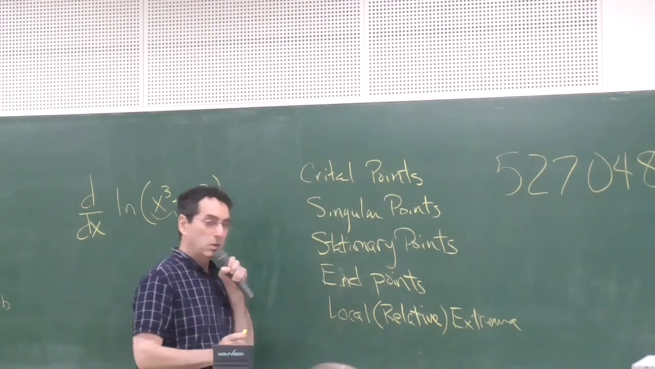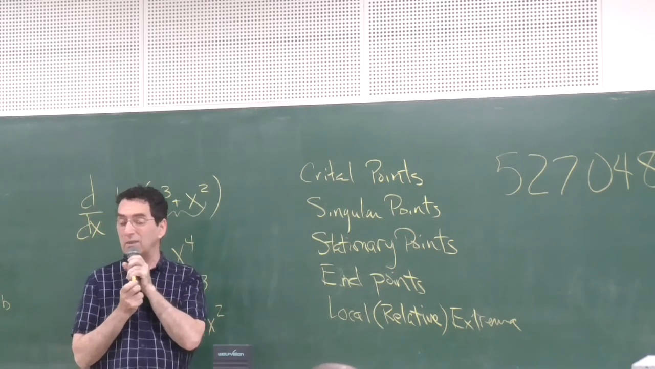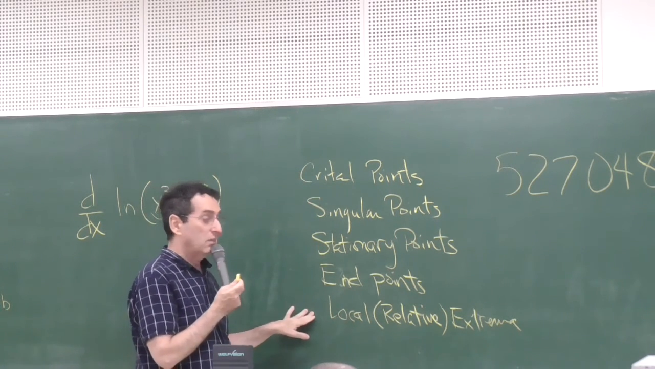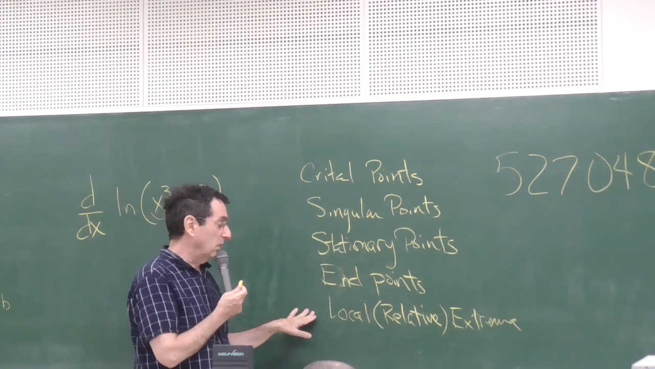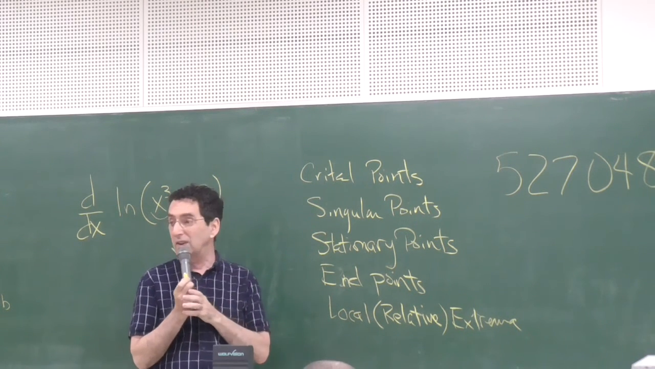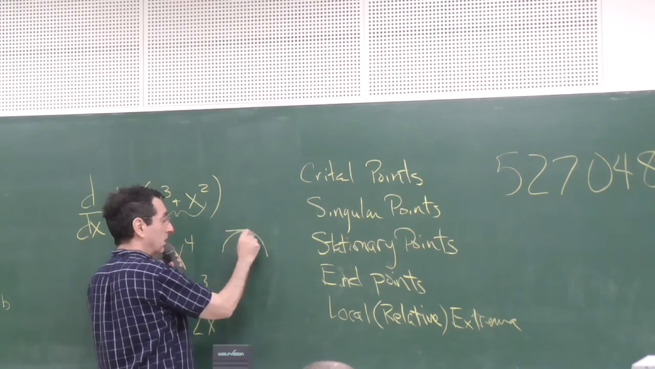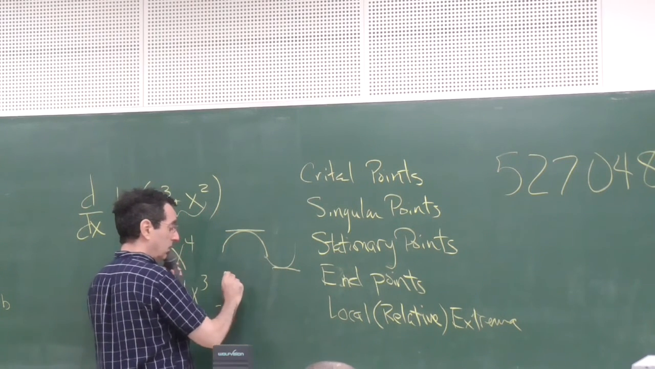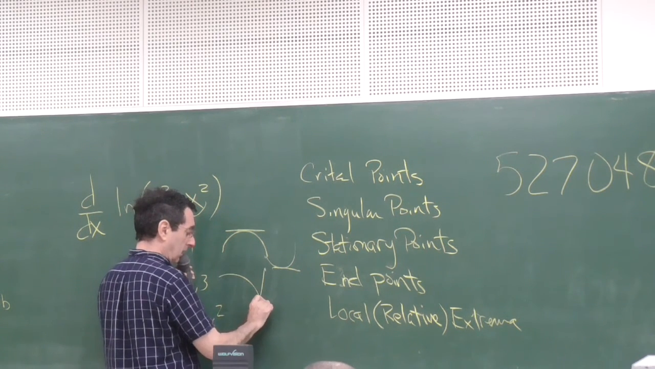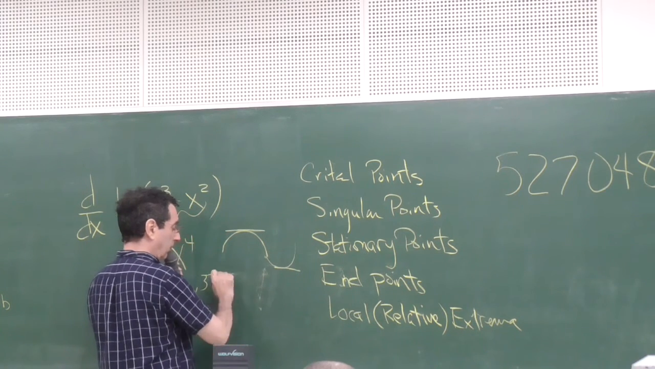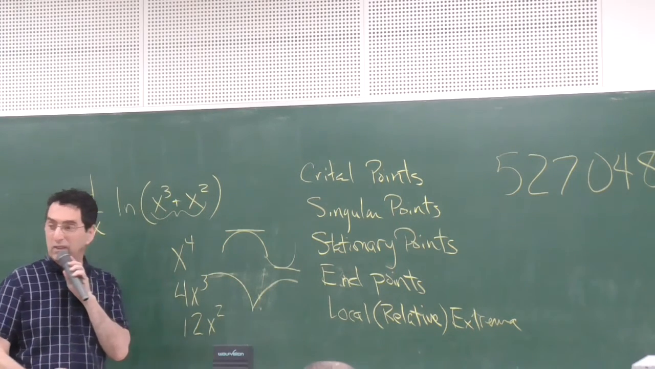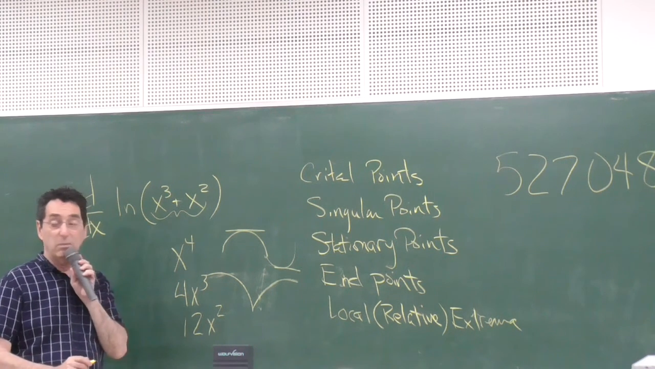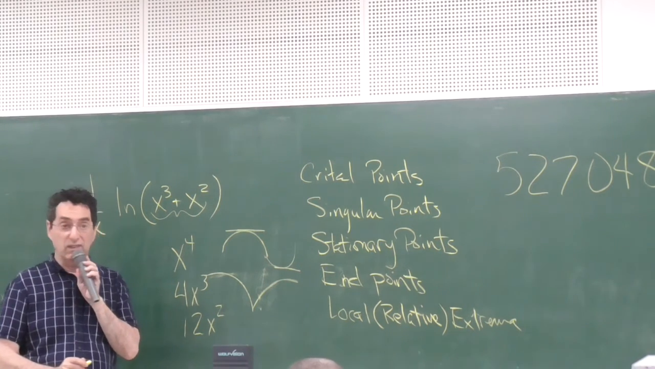Okay, so if we use all these words, this is how we're going to do it. This is more general. So local or relative extrema, we know what that means, right? That means places where like that, or like that, but also like that. Okay, those are called local or relative extrema. And the endpoints, that's clear, right? The endpoints on the interval.